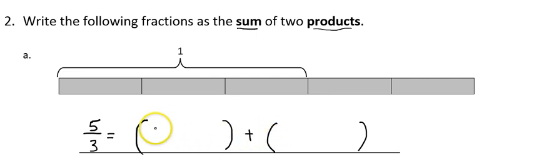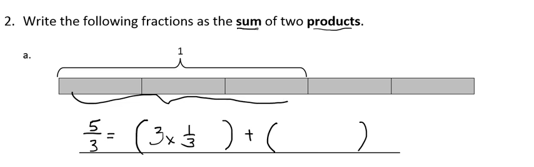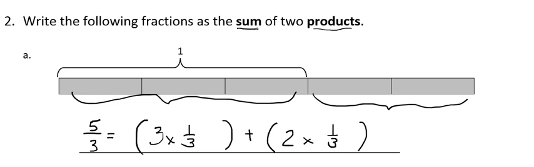One way I can show this is 3 times 1/3, that shows this portion of the tape, plus 2 times 1/3. That shows this portion of the tape. 3 times 1/3 would be 3/3. 2 times 1/3 would be 2/3. 3/3 plus 2/3 is the same thing as 5/3. So here I have the sum of 2 products that equals 5/3.